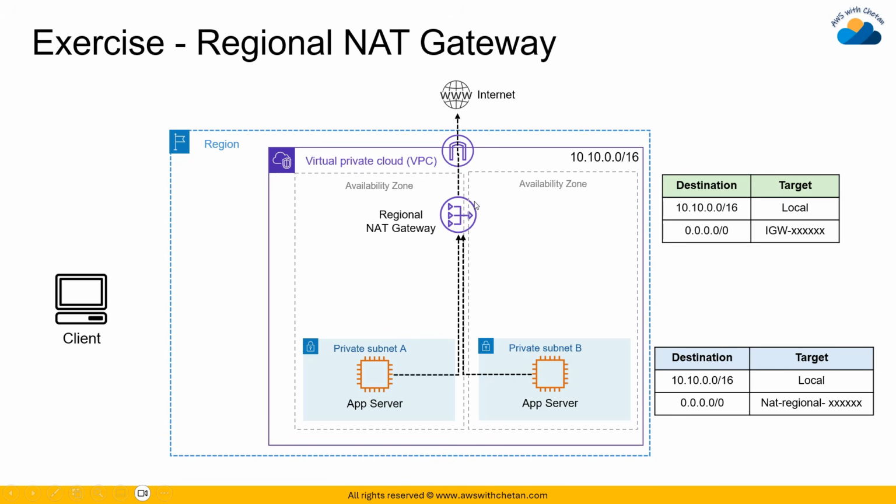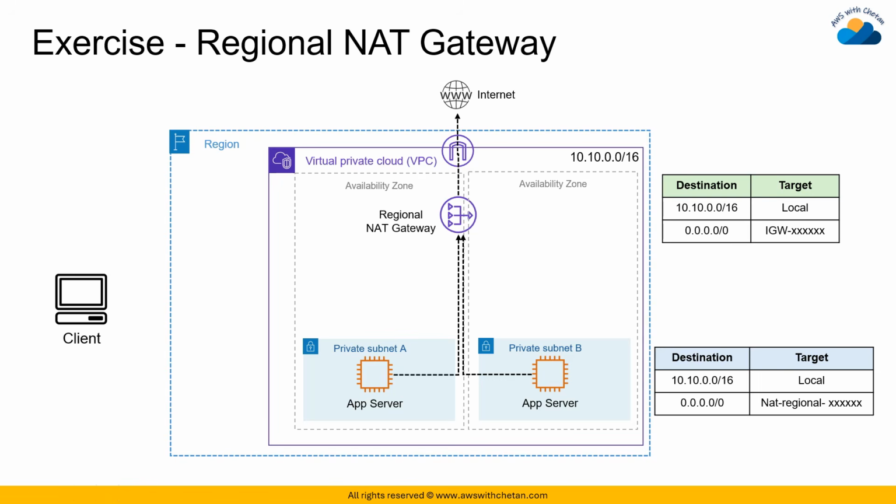Now, while we do this setup, there is one small problem. Because these instances will be in the private subnet, we cannot directly connect to them and check the outbound connectivity from these instances. So typically for that, we need to have a bastion host in the public subnet, and then from our machine, we can SSH into that bastion host, and from there we can further SSH into the app server, which is again a lot of manual work.